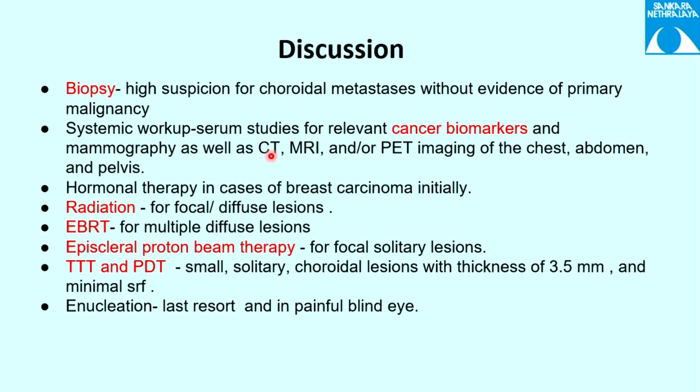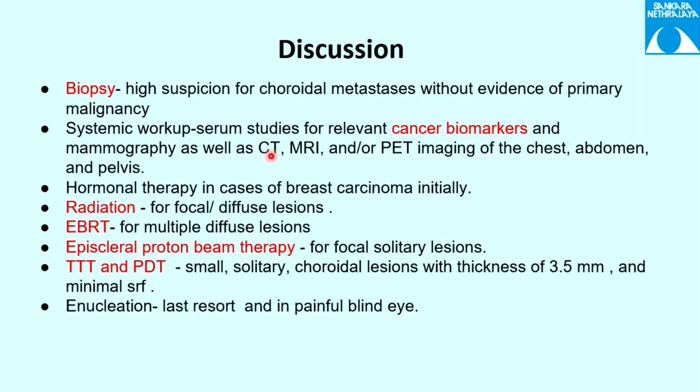He initially didn't present with any of the symptoms, and we didn't even suspect malignancy until the PET MRI was done. Systemic workup is always relevant. Look for any cancer biomarkers after you have seen the MRI. Do mammography for females as well. Do CT, MRI, and PET imaging of the chest, abdomen, and the pelvis.